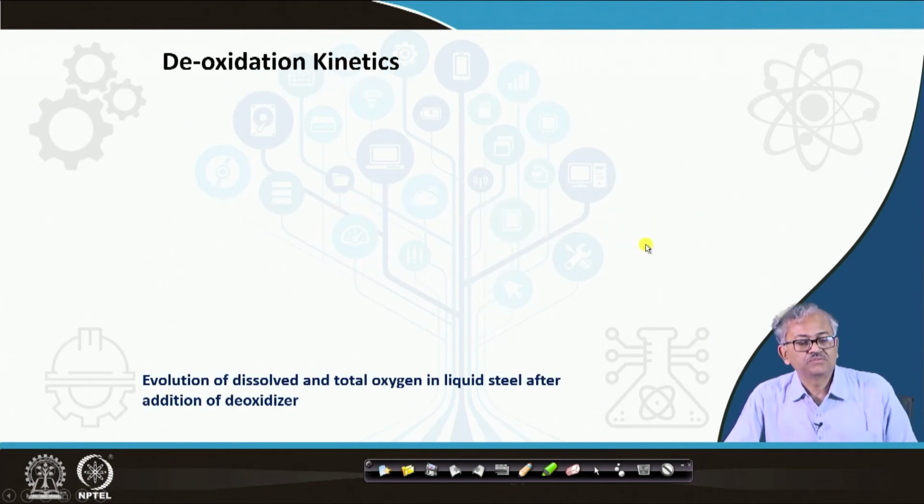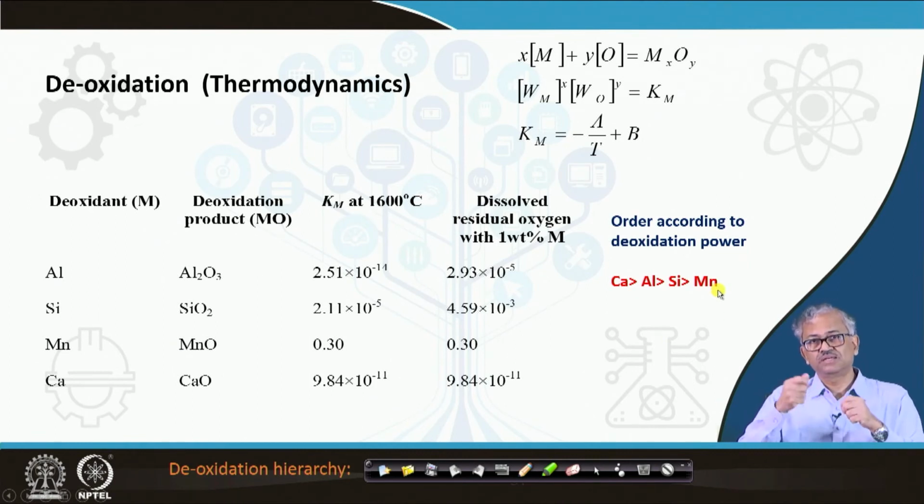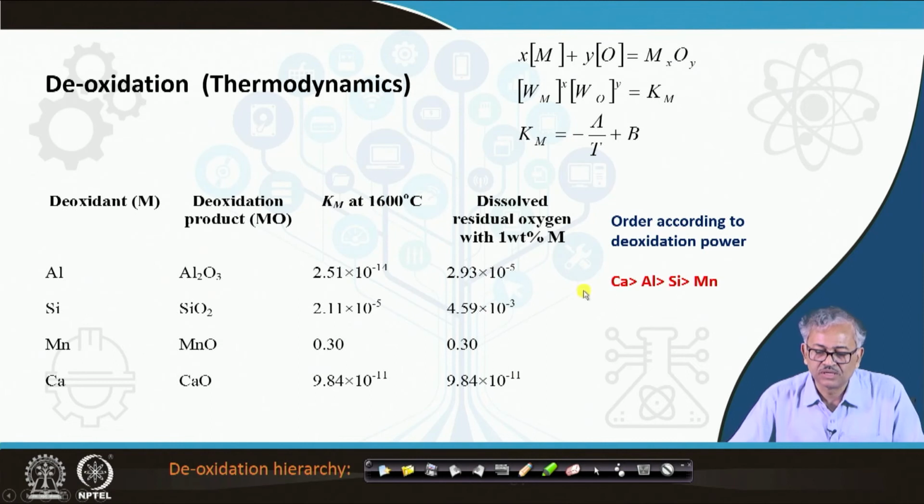Let us see now the deoxidation kinetics. Thermodynamically, calcium is very useful, but usually aluminum is used for its easy handling. Calcium has a problem. So for deep deoxidation, calcium is used, but otherwise it is aluminum that is highly used. Silicon manganese is also used, because silicon manganese has other advantages I will talk about during the kinetics.